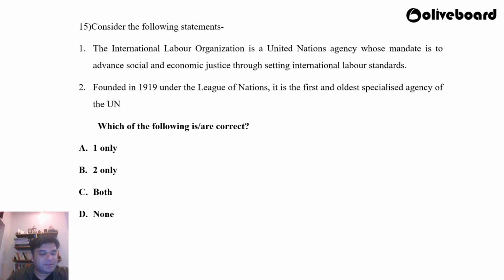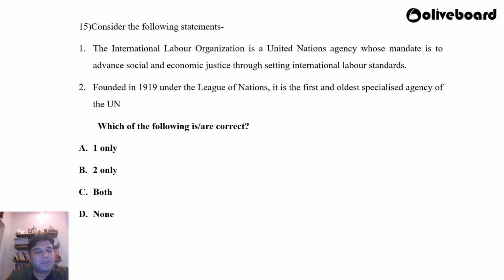What do you think is the correct answer? I'll wait for some more time. Statement number 1: The ILO, which is based out of Geneva in Switzerland, is a United Nations agency whose mandate is to advance social and economic justice through setting international labor standards. Statement number 2: Founded in 1919 under the League of Nations, it is the first and the oldest specialized agency of the United Nations. Which of the following is or are correct?